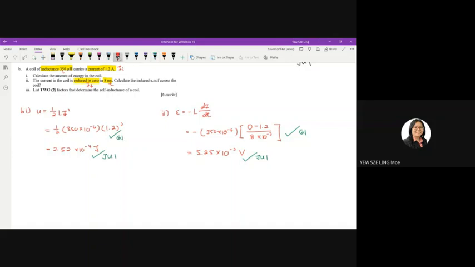Now, how to solve question 3? List 2 factors that determine the self-inductance of a coil. How are we going to identify what is a factor that will affect the value of self-inductance? By looking at the equations, N phi equals L i. So from here, we know that L equals N phi over I. And N phi at the same time equals N B A cos theta over I.